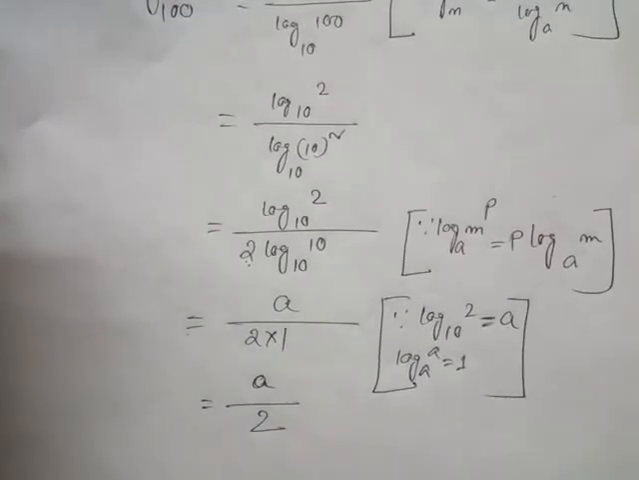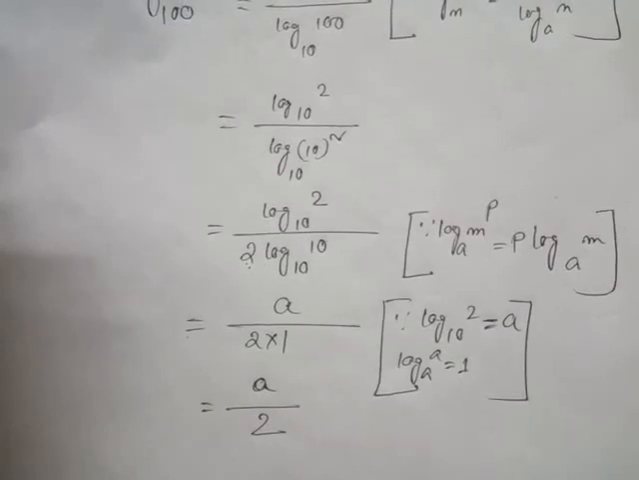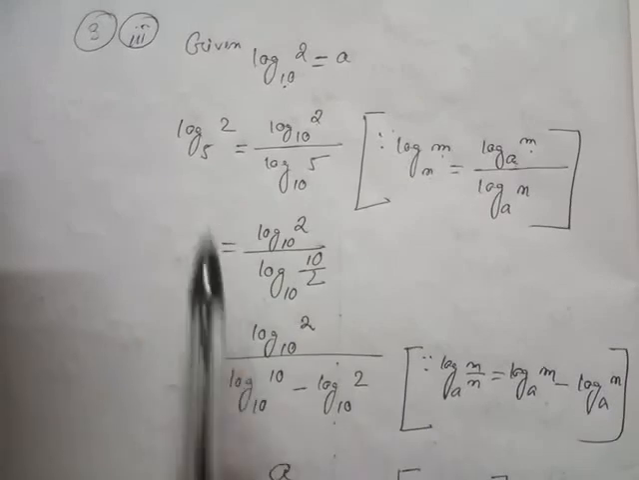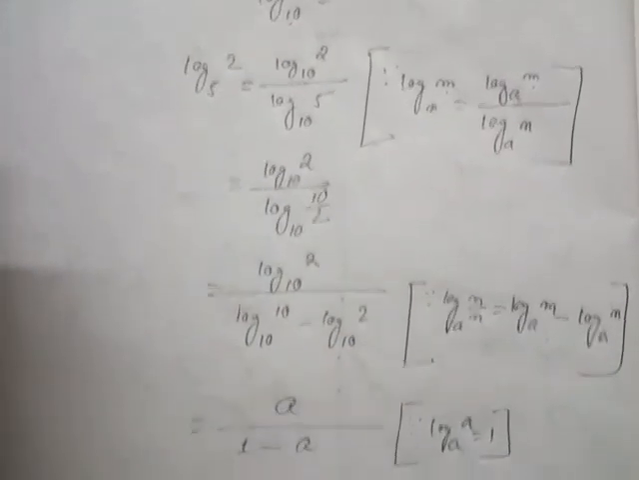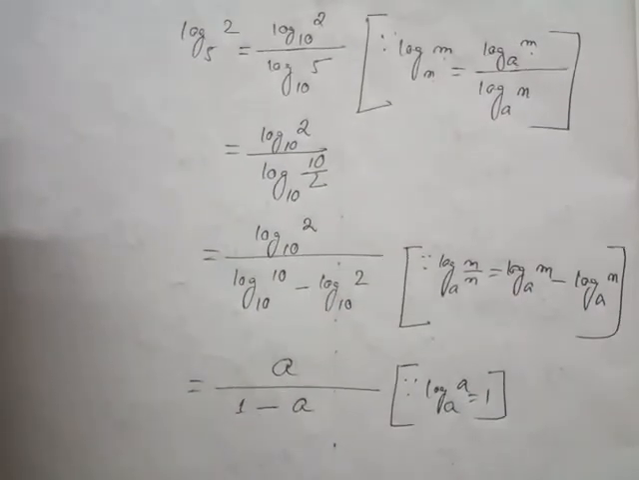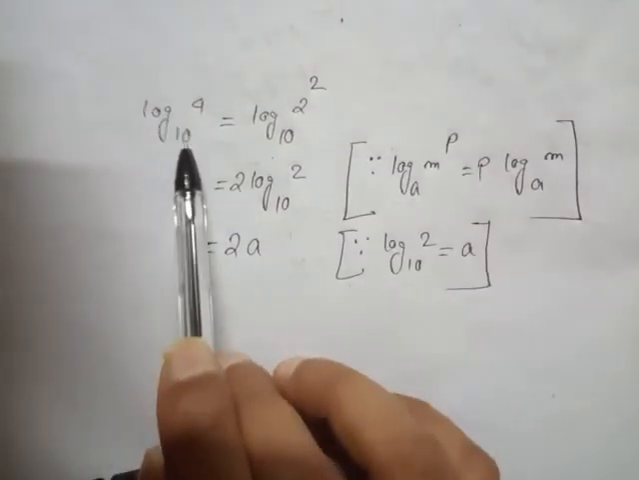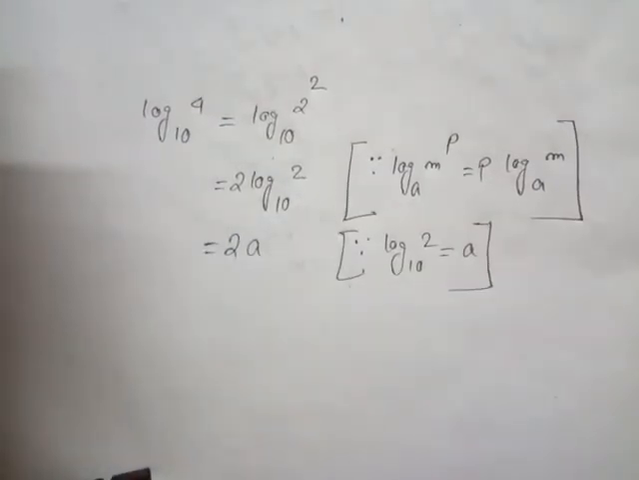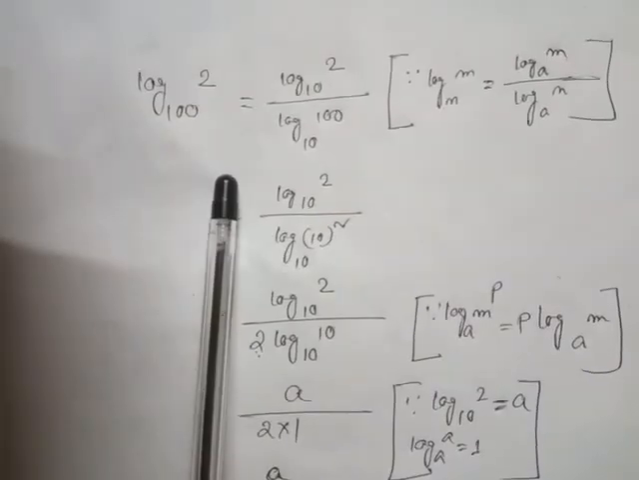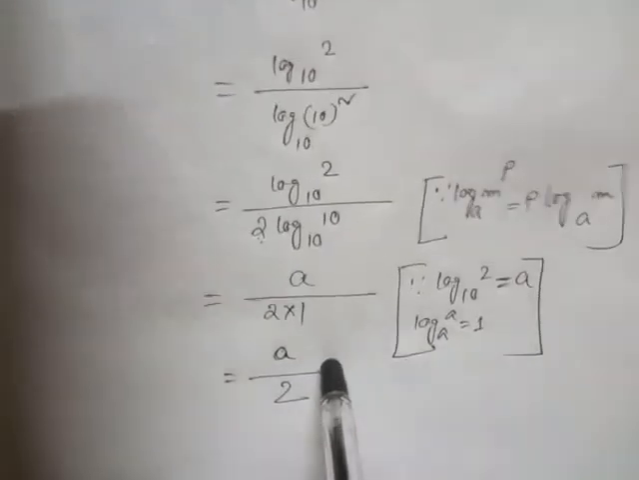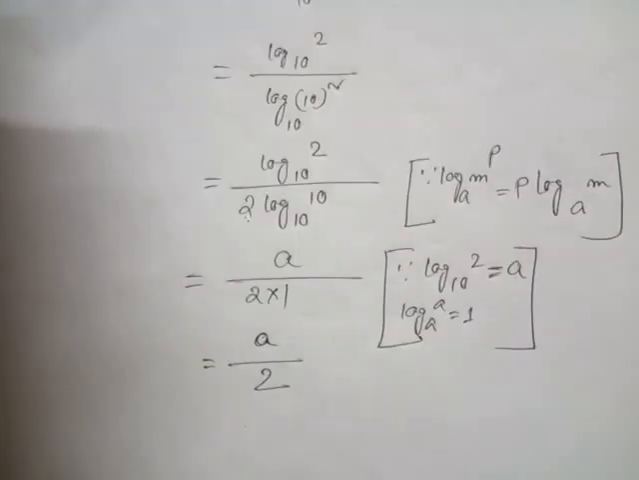Our third part is also done. We have found the values: log base 5 of 2 is a over 1 minus a, log base 10 of 4 equals twice a, and the third one, log base 100 of 2, the answer is a by 2. So students, our question number 3 is also over.